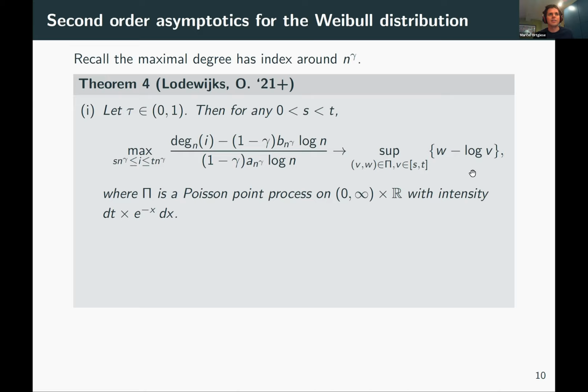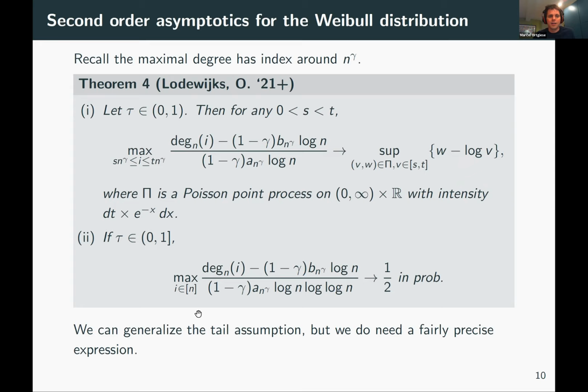And the random constant is some sort of optimization across a Poisson point process, which describes the maxima of my IID random variables. Looks good. Only problem is that this is not the right answer. And indeed, if you want to have the maxima of the whole thing, not just the compact window around n^γ, then you need an extra log n term, and you get that it converges to a half. So there is another term that we forgot in this result, if you want to describe the complete maximum. So that's quite nice.